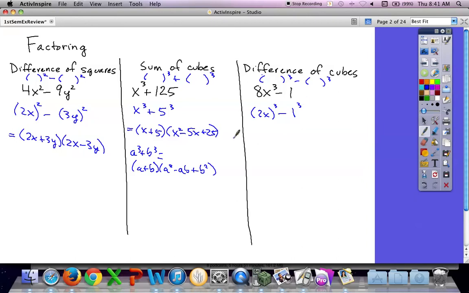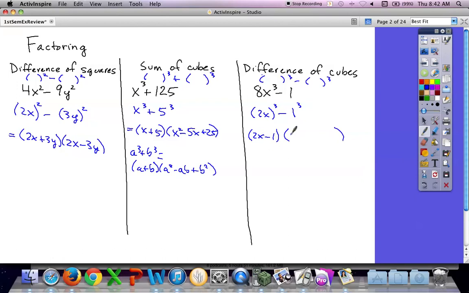Okay, so now, what is the first factor? Again, it'll be a binomial times a trinomial. What's the binomial? Just like this one, it was x plus 5. This one is 2x minus 1. It always matches. Since this is a difference, that's a difference.